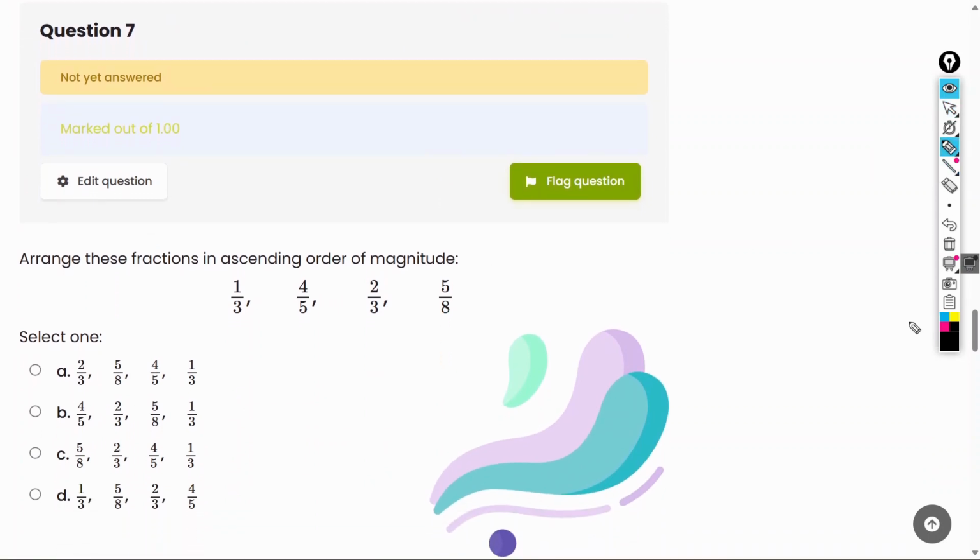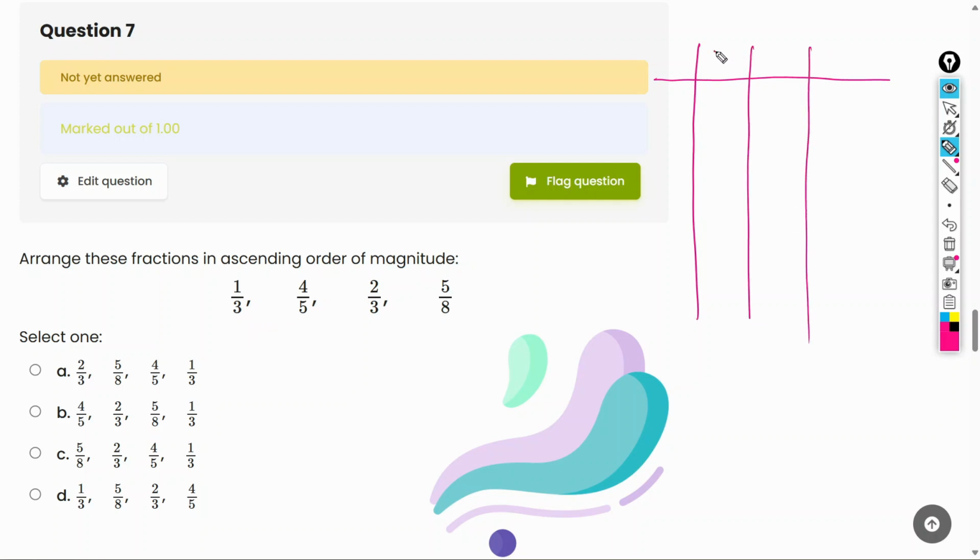It says we should arrange these fractions in ascending order of magnitude. So whenever you have to compare fractions to other fractions, you start by giving them a common denominator, which is finding your LCM. So we are finding the LCM of 3, 5, and 8.